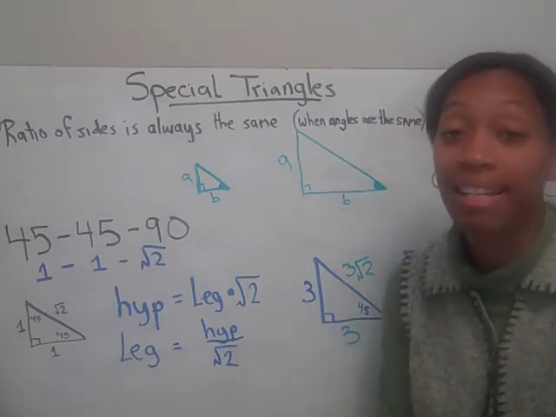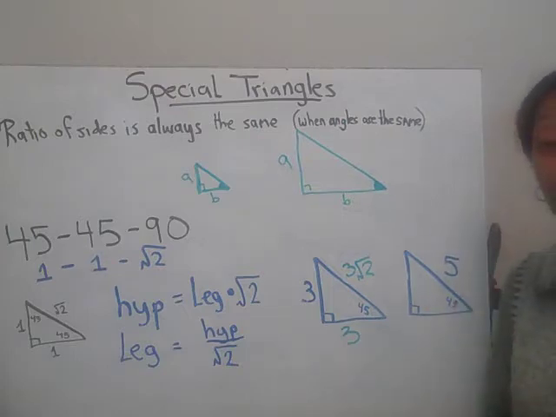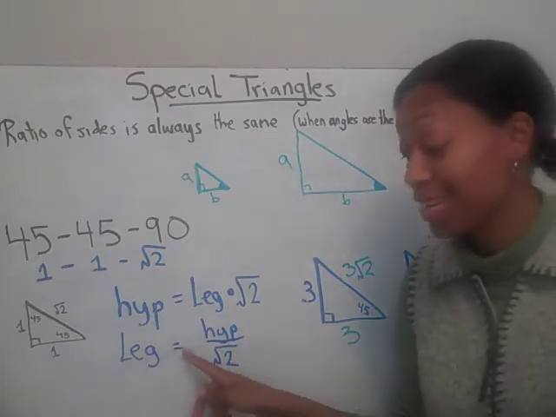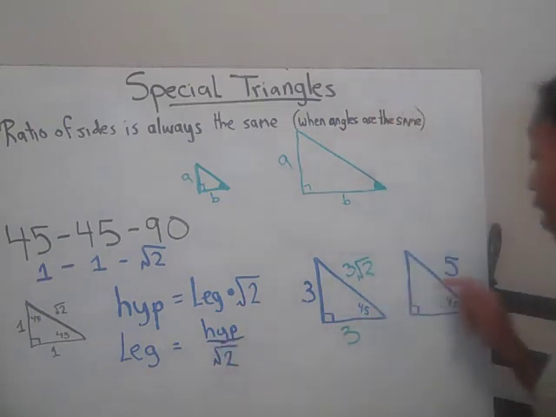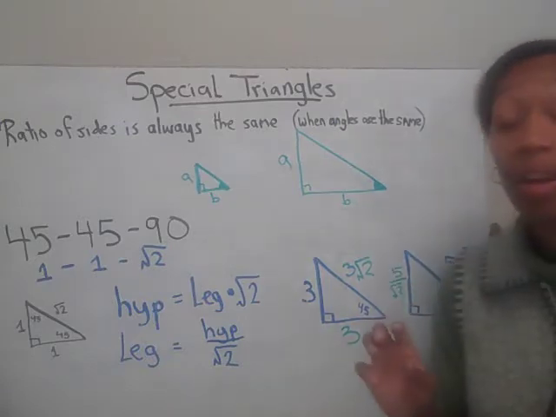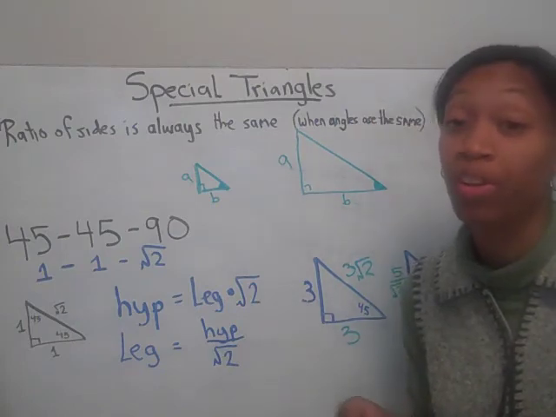Okay, and a second example. Here we start with the hypotenuse, and we say the hypotenuse is 5. Well, if that's 5, what would the legs be? The legs equal the hypotenuse divided by the square root of 2. So, in order to find the legs, we're going to take this 5, divide by the square root of 2. But here we have an issue because we're not supposed to have square root of 2 in the denominator.